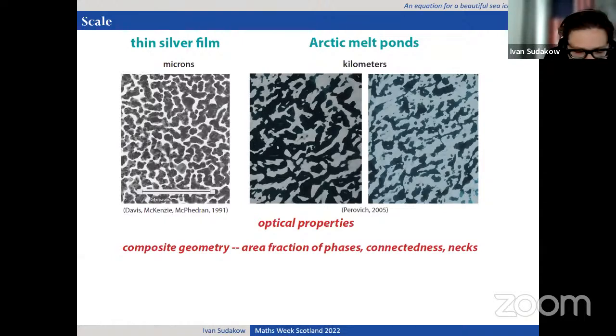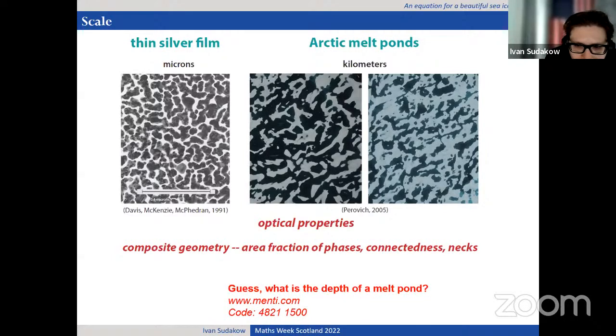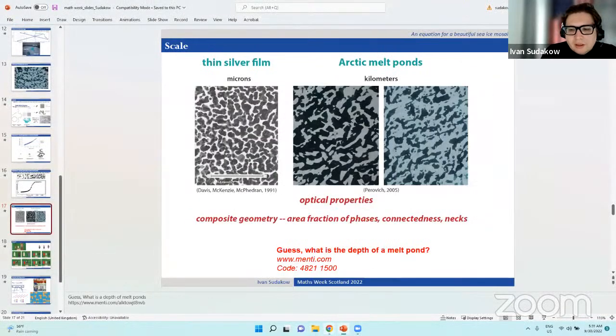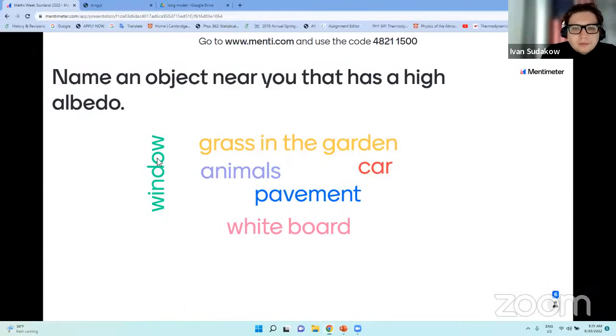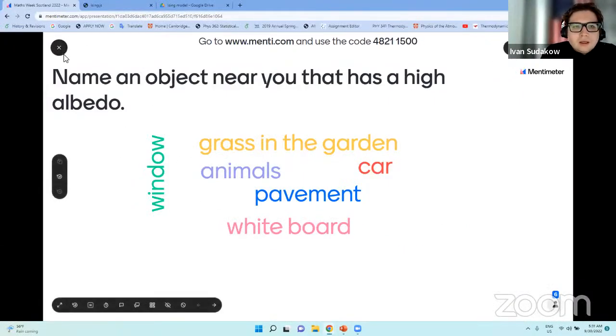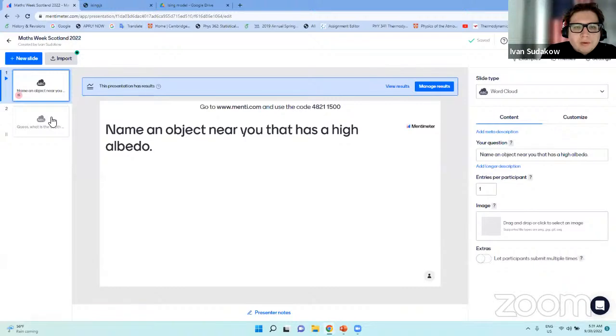But first, I want to ask you the next question. Summarizing everything about melt ponds, let's guess what is the depth of a melt pond. In meters, again, you can go to menti.com and put in your guess. We can see you're guessing numbers. What do you think? What is the depth of a melt pond?